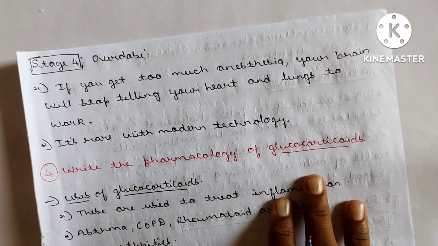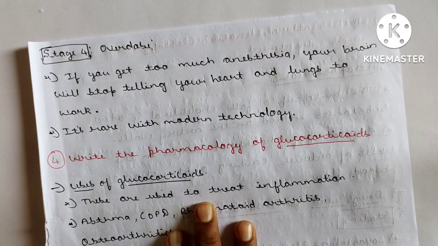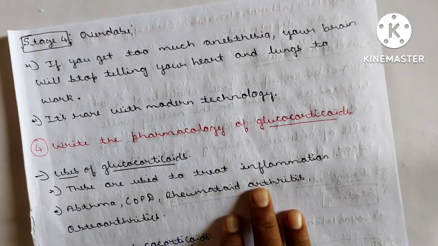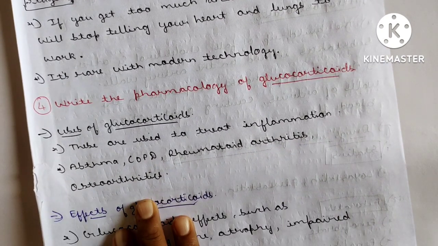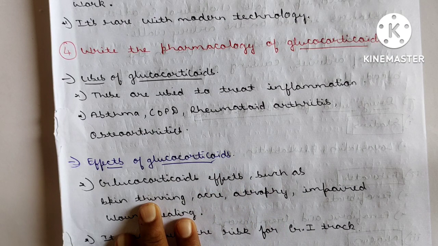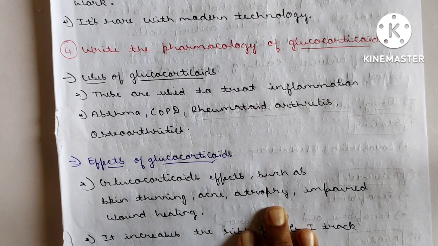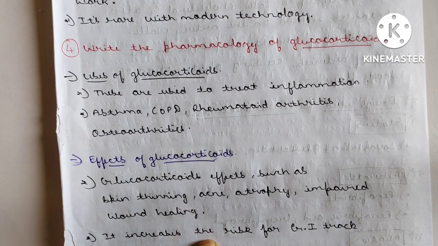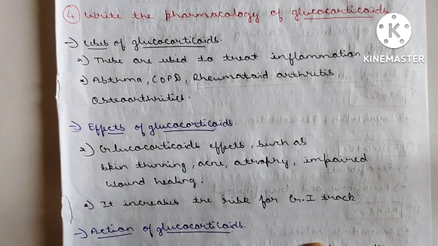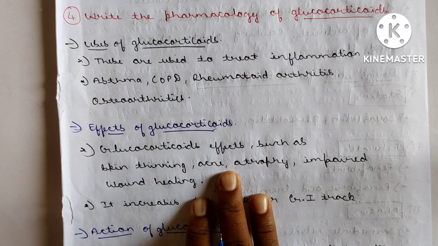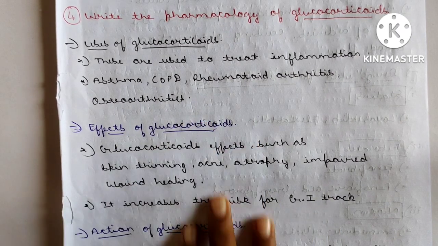Right? The pharmacology of glucocorticoids. See, glucocorticoids are steroid hormones released from the adrenal cortex. Uses of glucocorticoids: they are used to treat inflammation, asthma, COPD, rheumatoid arthritis and osteoarthritis. Effects of glucocorticoids include skin thinning, acne, atrophy, impaired wound healing, and they increase the risk for gastrointestinal problems. Acne pimples, atrophy, swelling, impaired wound healing, these are all due to glucocorticoids.